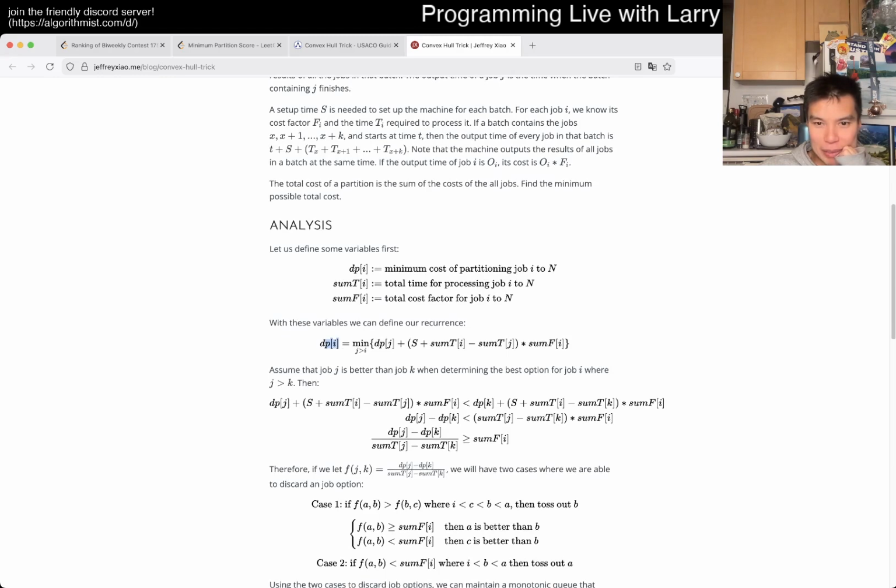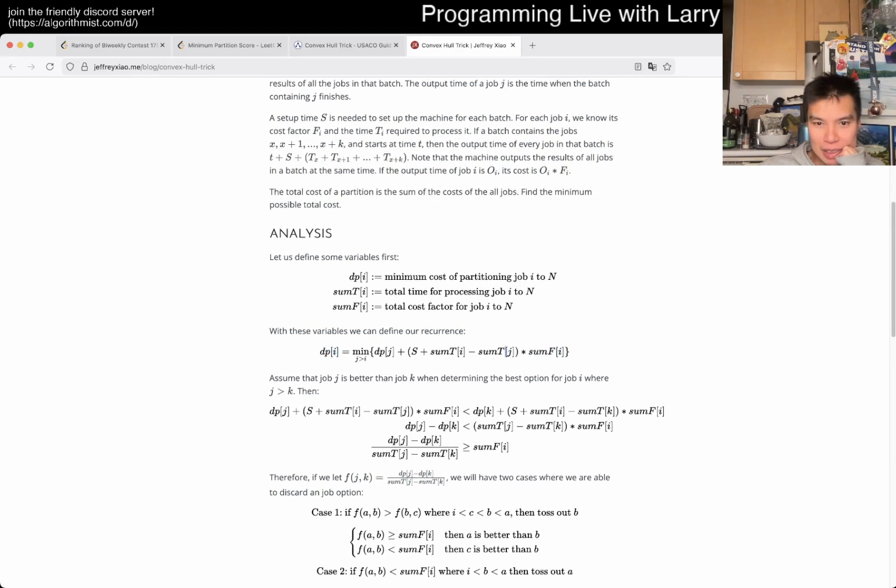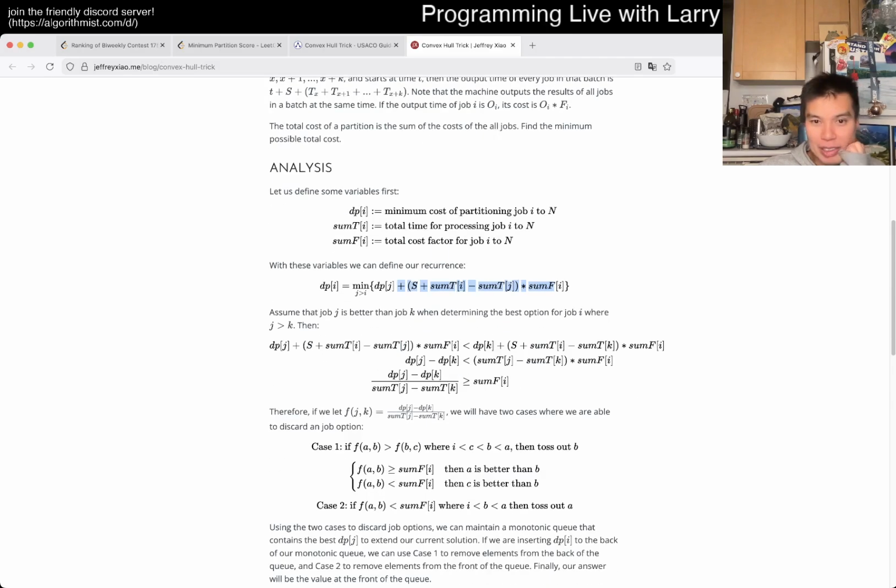Okay, so we have dp sub i is equal to, oh no, it is nonlinear because of this thing. Okay, I mean, this is actually a better example. Maybe I should have clicked through it. Okay. Job j is better than job k. Option for job i. Okay, so this is what I'm talking about. Yeah, this is what I was thinking of.